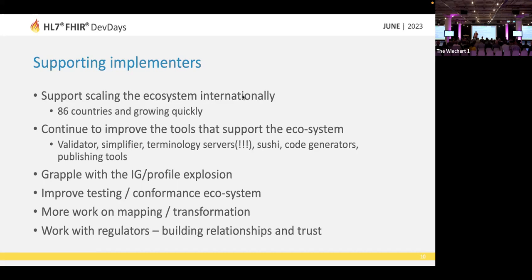But I do know that terminology servers and healthcare are basically tied together. Right? You didn't really have the concept of a terminology server outside healthcare. So, for me, we need to keep pushing the vision of terminology servers, more platforms, more everywhere. We need to grapple as a community with the IG and profile explosion.